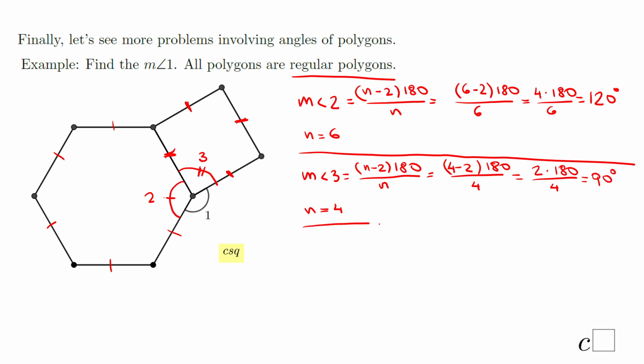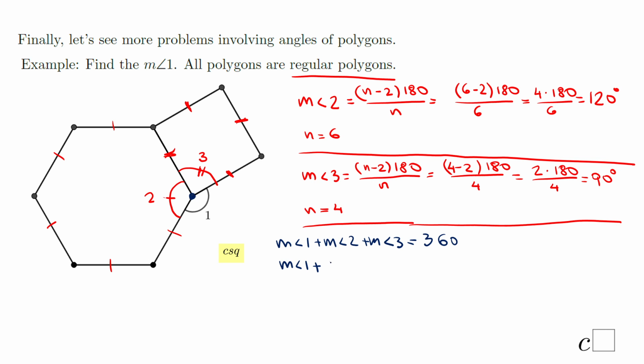And now we can move and find the measure of angle 1. Why? Because, like I said before, measure of angle 1 plus measure of angle 2 plus the measure of angle 3, these three angles you see here, 1, 2, and 3, you go around this point, so that will be 360 degrees. So we're going to have measure of angle 1, the one we need to find out, plus measure of angle 2, which is 120, plus the measure of angle 3, which is 90 degrees, is 360.